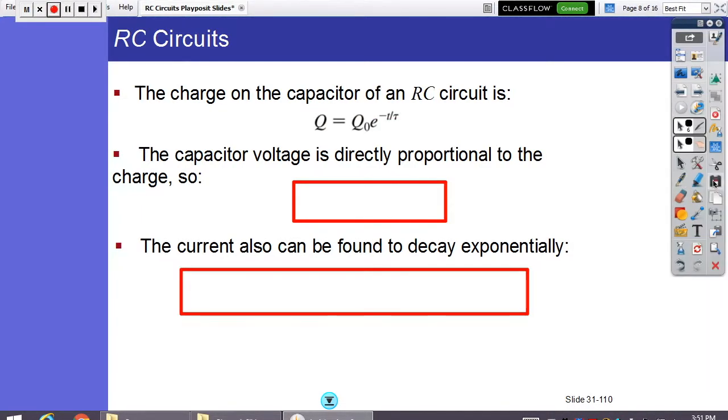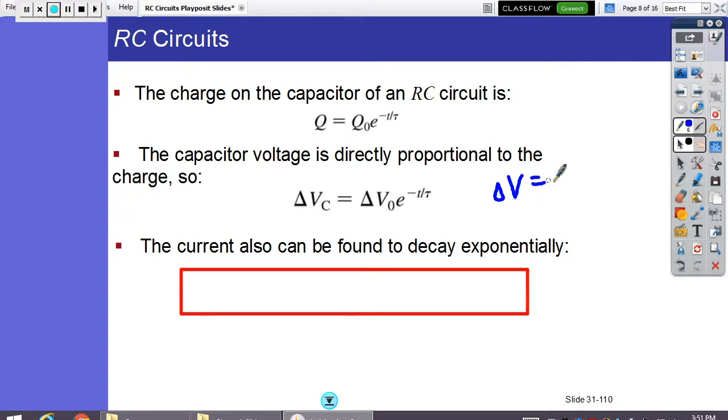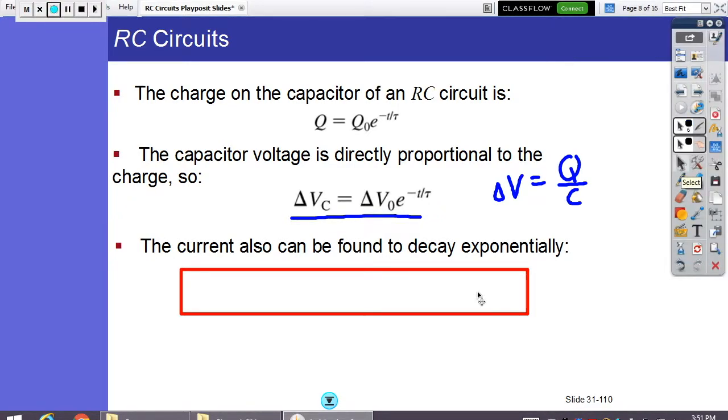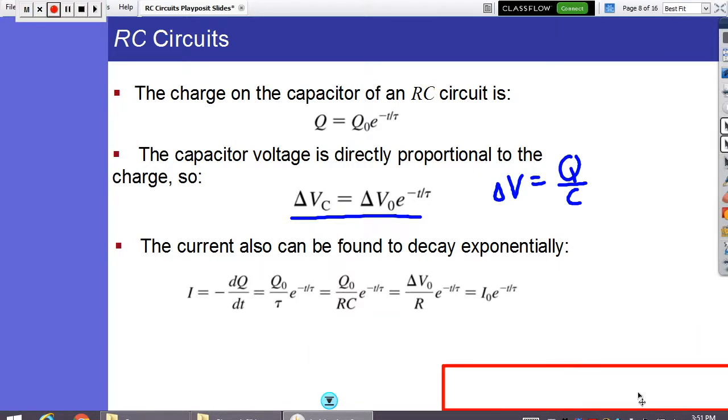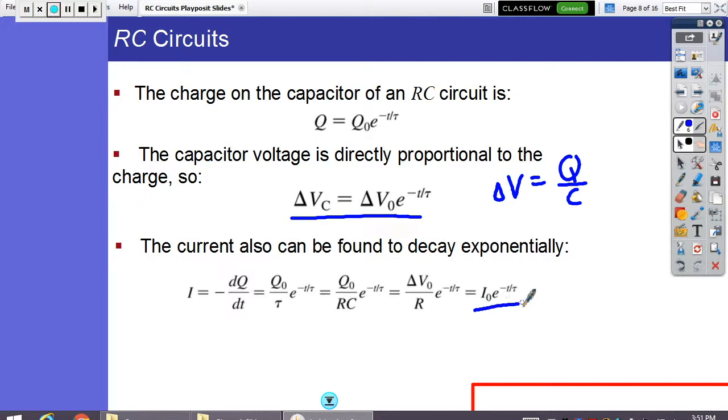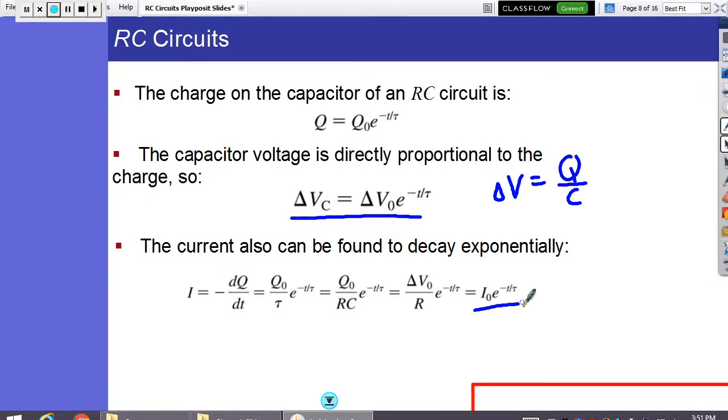Remember, the capacitor voltage is directly related to it by V equals Q over C. So if we just divide away our capacitance, our voltage also exponentially decays. And then the current can be found in the circuit by just the rate of change of charge. And you do a little bit of math, and hopefully we can convince ourselves that our current also exponentially decays. So our current changes very rapidly at first, and then eventually peters out to nothing.